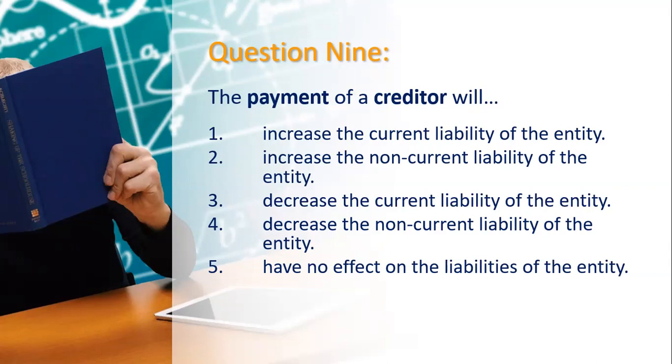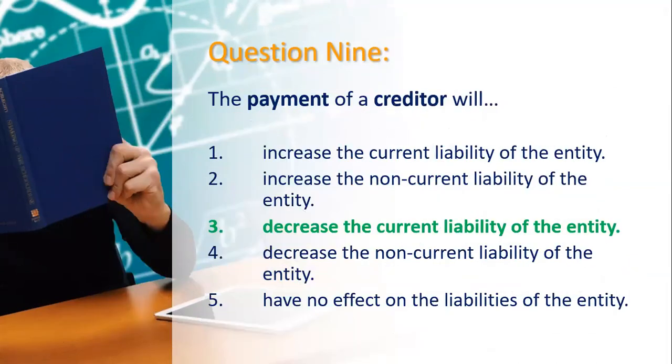I would expect that you would know the answer to this, so I'm assuming that you have already answered it. I'm going to go to the slide which has the answer on it, and it says decrease the current liability. If you got this question wrong, you need to ask yourself why. It can't be option 1, because obviously if you're paying a creditor, the creditor is coming down, so your liability is coming down. You should know that a creditor is a liability. Increase the non-current liability, no, it can't increase. Number 4, decrease the non-current liability: decrease is right, but not a non-current liability, because remember, a creditor is a current liability.